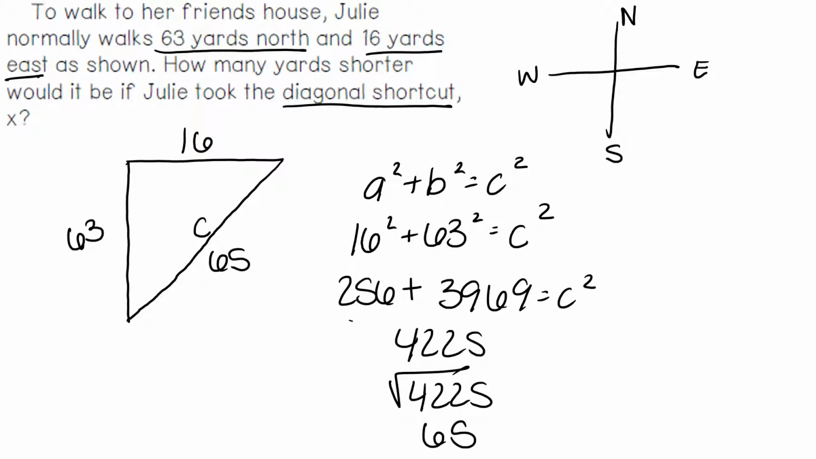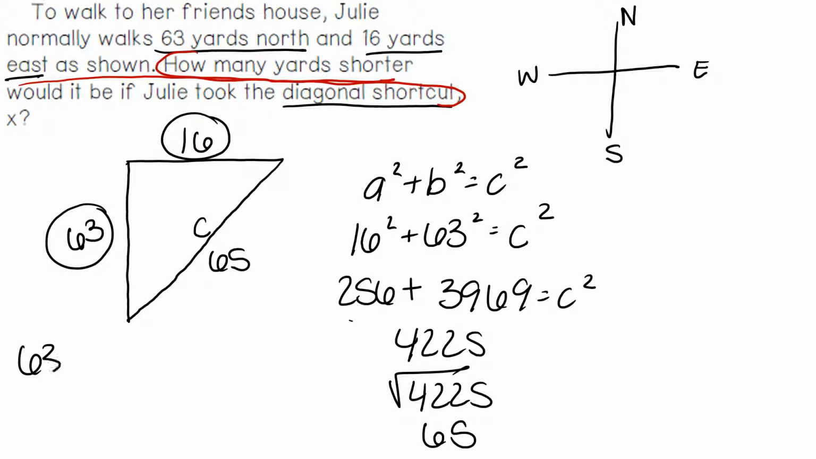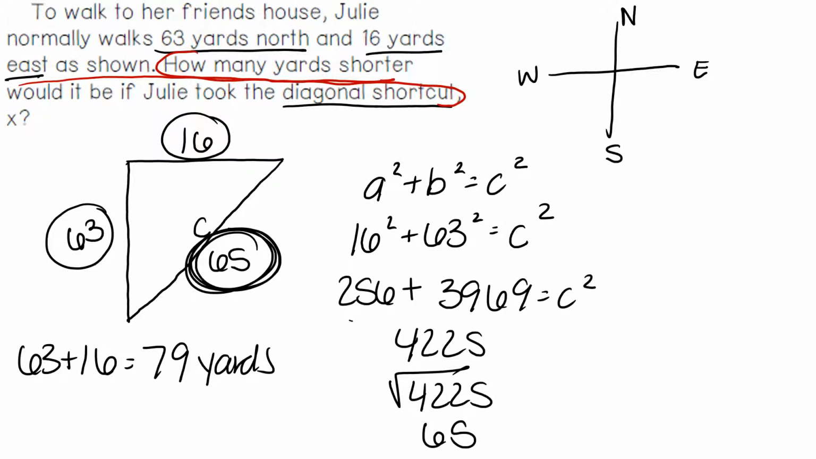We are not finished. The question asks how many yards shorter would it be if Julie took the diagonal. It does not ask us how long the diagonal is. It asks us how much shorter would it be. We know Julie is going 63 north and 16 east. 63 and 16 is going to be a total of 79. Julie's walking 79 yards. If she took the shortcut 65, we subtract. 79 minus 65 is going to give us 14. It would be 14 yards shorter.